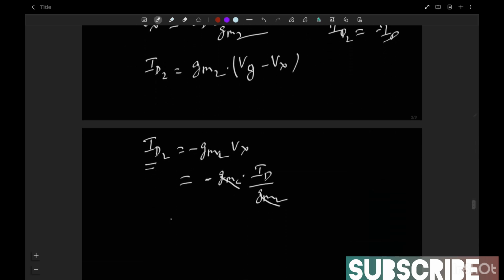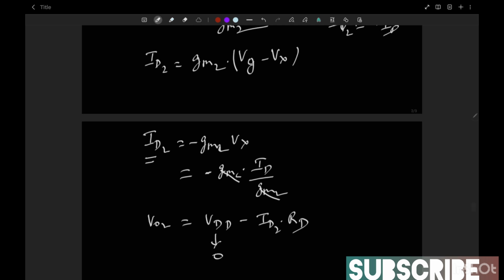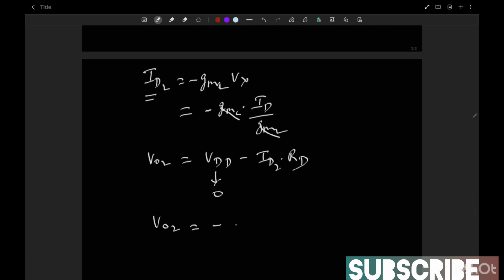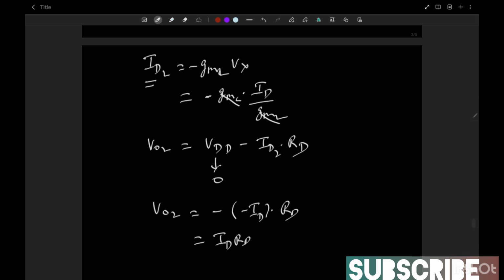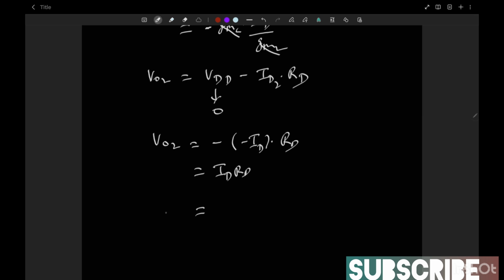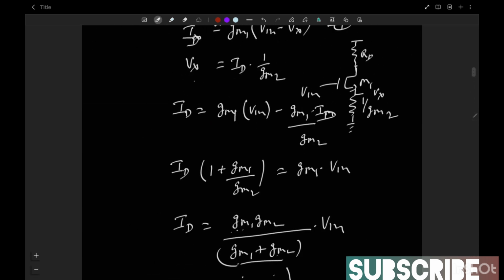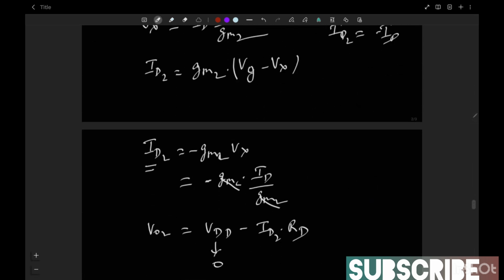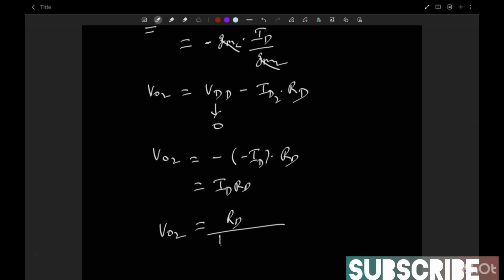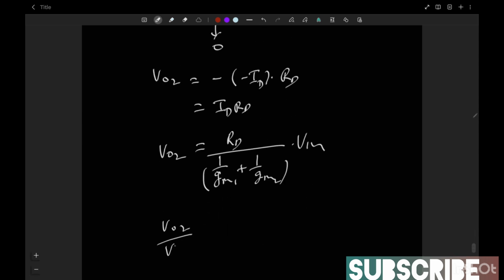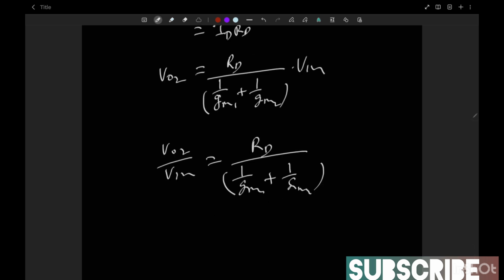So now Vo2 will be VDD minus ID2 into RD. For AC analysis VDD is 0, so Vo2 is equal to minus ID2 into RD, which is minus of minus ID into RD, so it will come ID into RD. So ID we can take from the above equation, so it will be RD upon 1 by gm1 plus 1 by gm2 into Vn. So Vo2 upon Vn is equal to RD upon 1 by gm1 plus 1 by gm2.